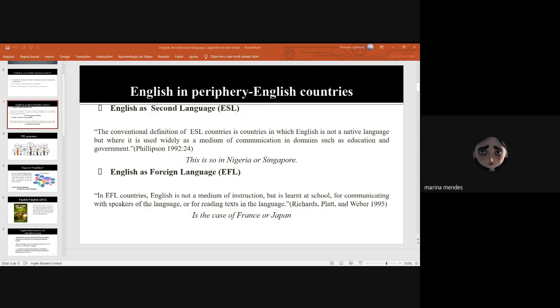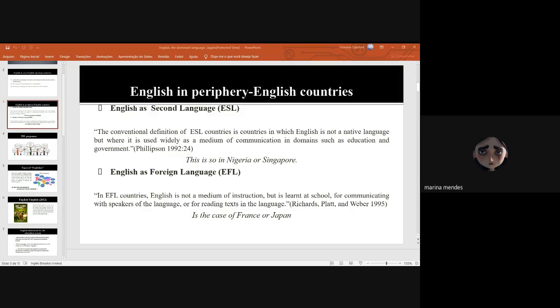My part is English in periphery countries. So I bring the definition of these two acronyms, ESL and EFL countries. What does that mean? ESL means English as a Second Language. The conventional definition of ESL countries is countries in which English is not a native language, but where it is used widely as a medium of communication in domains such as education and government. This is so in Nigeria or Singapore.